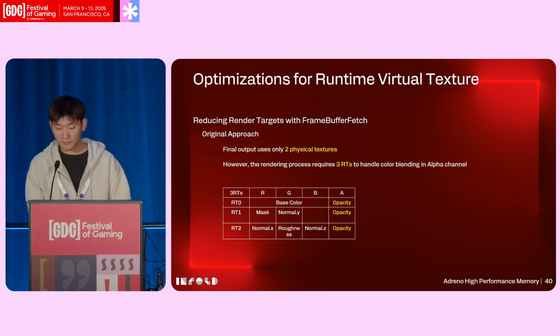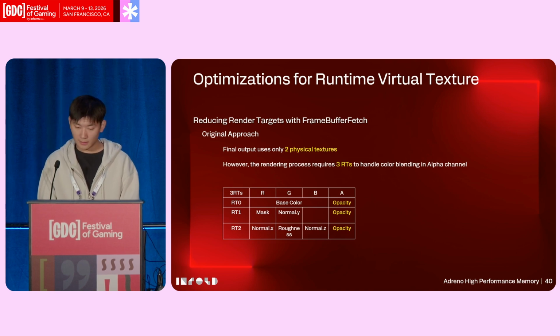This is the third optimization related to RVT. This one is all about slashing GPU memory overhead with the frame buffer fetch feature.